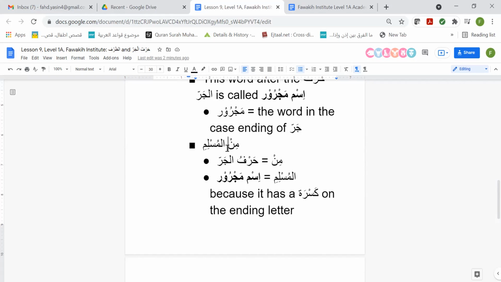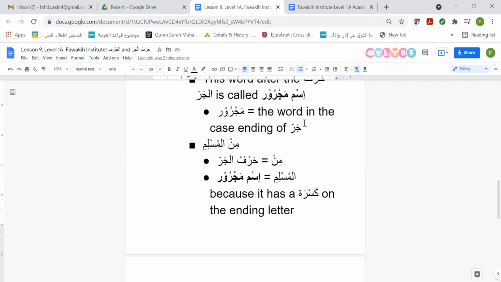And then how do you know which state it is in? We've just established that it's not in the default state, so it can't be rafa. Okay, so then it's either nasab or jar. How do you know which one? You have to look at the particular letter or preposition or harf. In this situation, we're using min. Min is among the huruf al-jar, the harf specifically associated with jar.